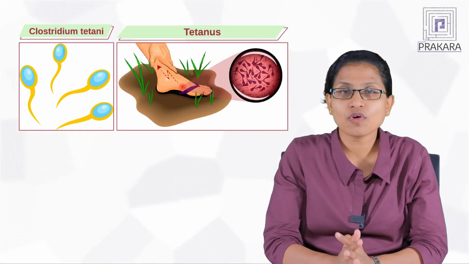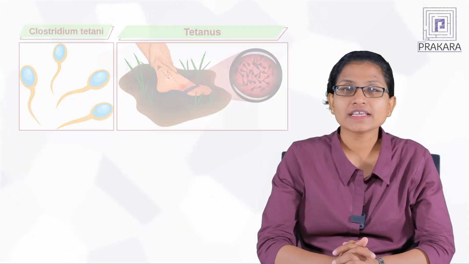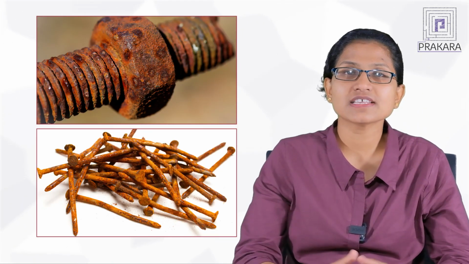This is a spore-forming gram-negative rod-shaped bacteria which generally survives in soil or dust and also in the ledges of windows and floors. It also survives on corrosive material like iron rods or iron nails, etc.